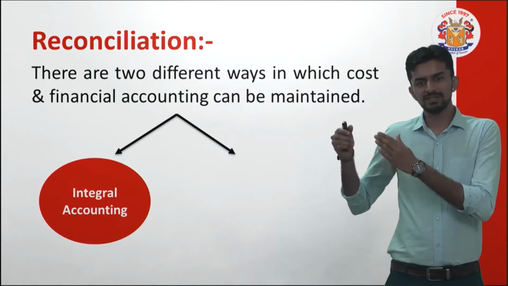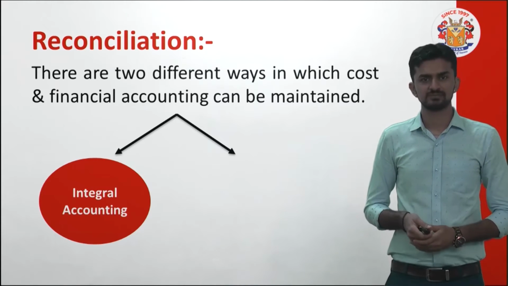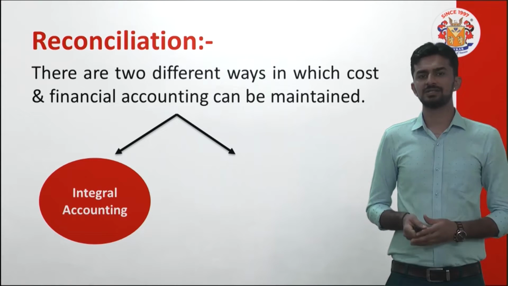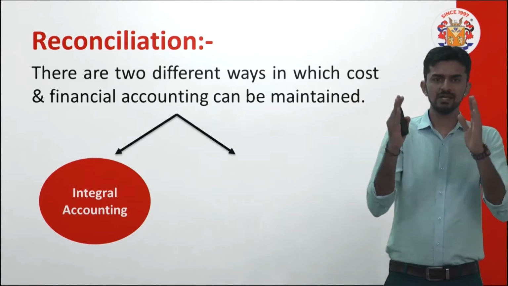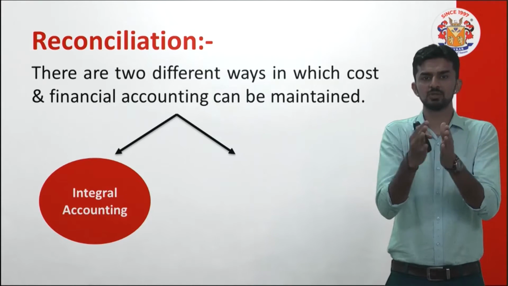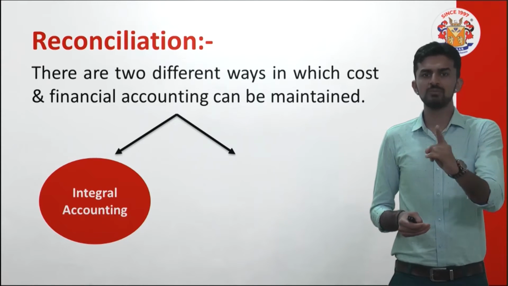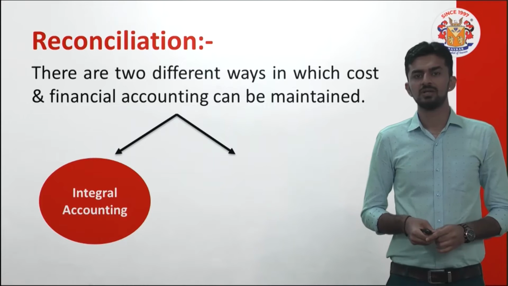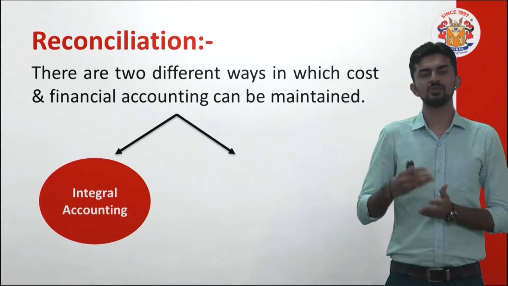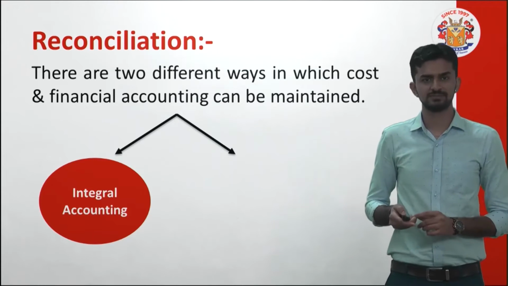Now what happens in integral accounting system? In integral accounting system, the two cost and finance are combined, they are put together. And if they are combined, if there is one books of accounts being maintained, of course you will appreciate there is no need of preparing reconciliation.